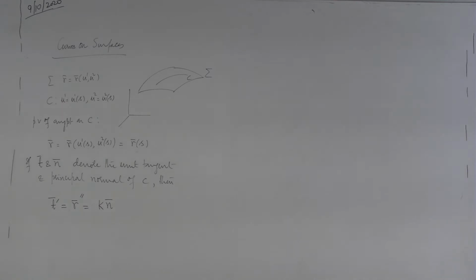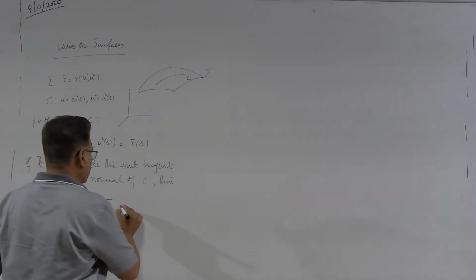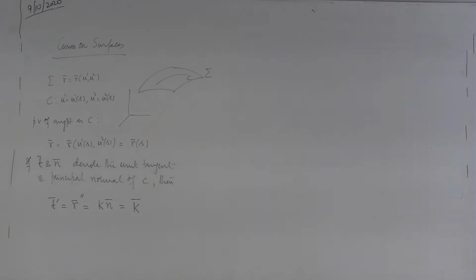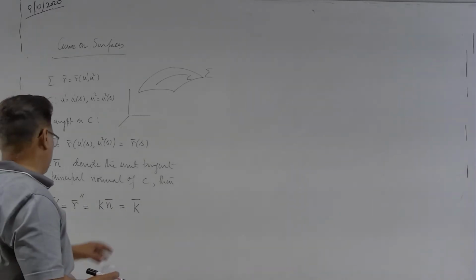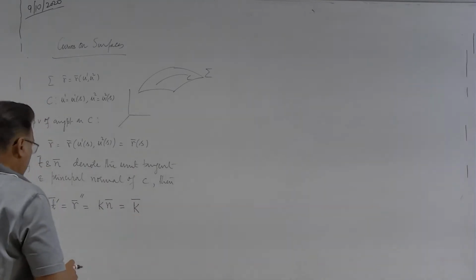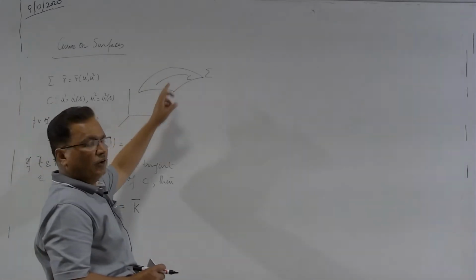What I am going to emphasize today is that this vector I will be calling k bar. So, k n is in fact a vector along the principal normal, which I will be calling k bar, the curvature vector. Now, see some other things. This curvature vector will be along the principal normal of the curve C.